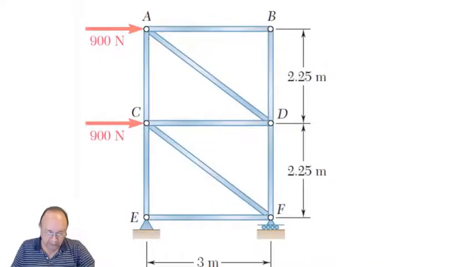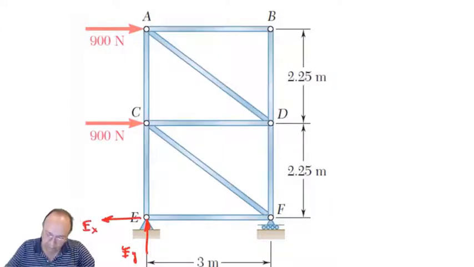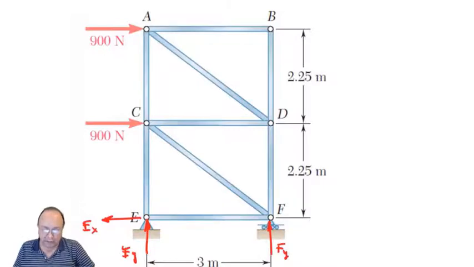Let's do the free body diagram of this one. So we put a vertical force here, EY, a horizontal force here, EX, and a vertical force here for the rollers, FY. And let's take a look.